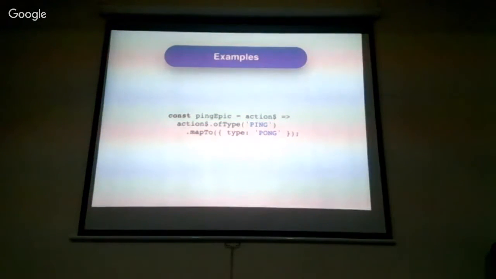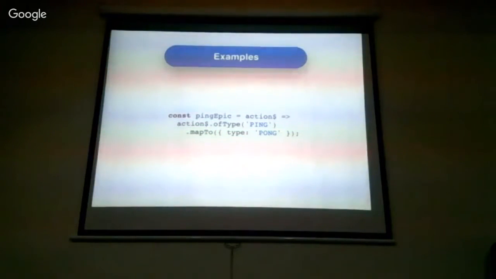The ping reducer will be called, whatever reducer you have defined against the ping type action. The new state would be returned and put inside your store, and then the control will come here. The program control will come inside this epic. It will say, I just received a ping action. The state has been updated in the store.